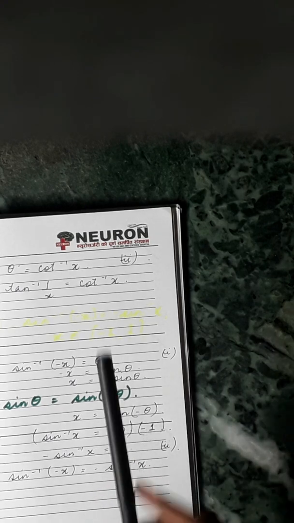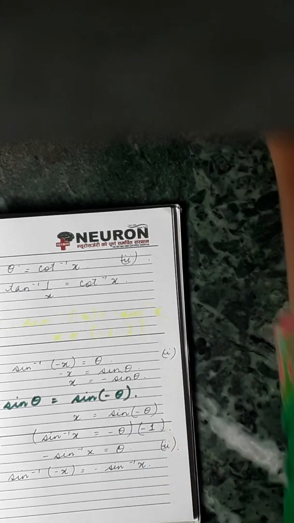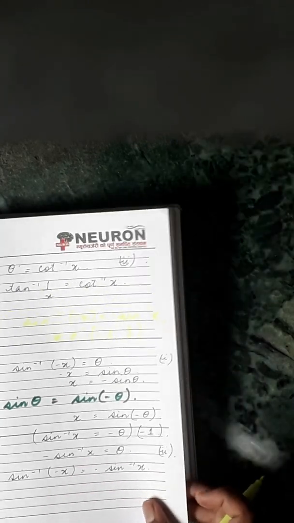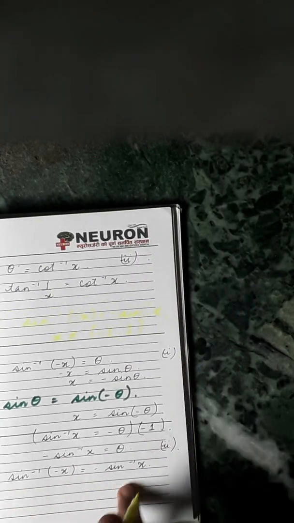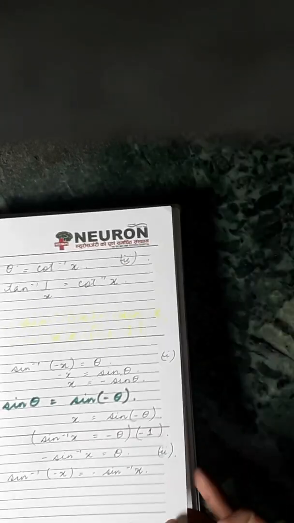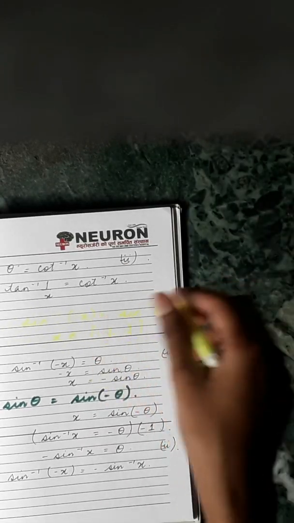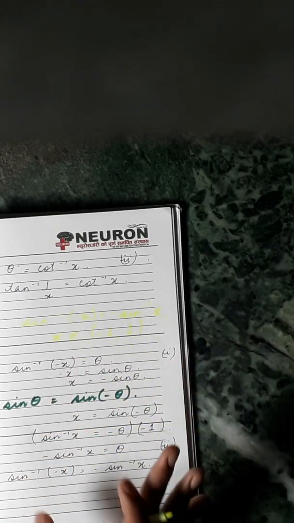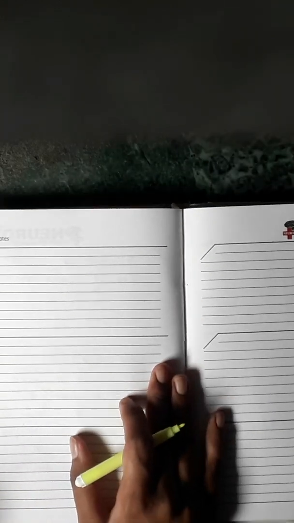This is what the properties. Okay. Sine inverse minus x is equal to minus sine inverse x. Remember this range of values. Only there these properties are applicable, where the range of x is satisfied. So the other two properties are also of the same type. They have the same proof.